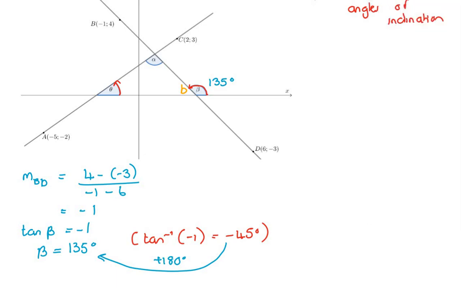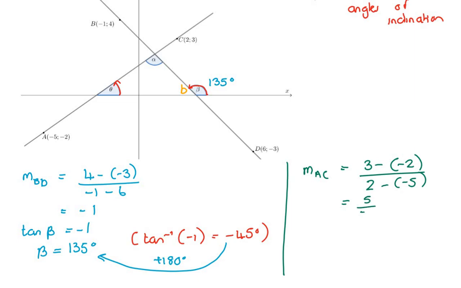Okay, let me do the next. Next thing is I want to find the gradient of AC, which is 3 minus 2 over 2 minus 5, which is equal to 5 over 7. So therefore tan of theta in this case would be 5 over 7. And I can just shift tan of 5 over 7 because there'll be no negative involved. And I get 35.5376.